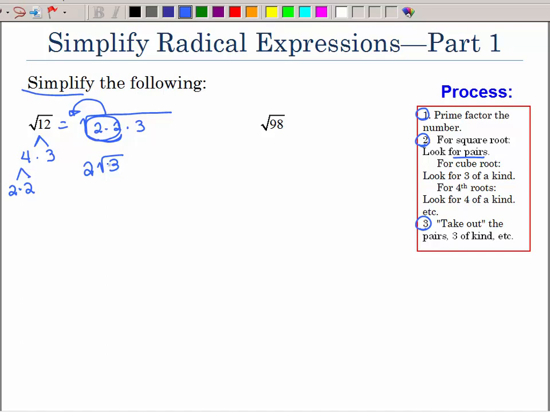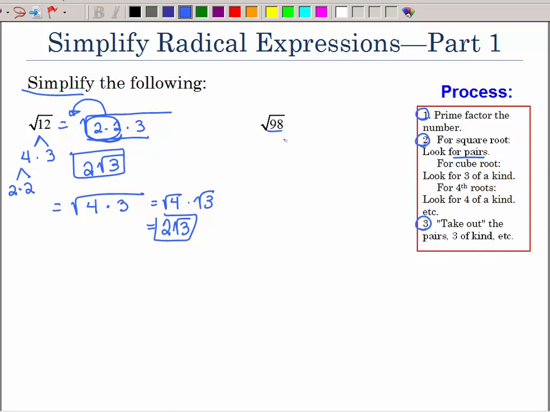Let me give you an alternative way to look at that. Some books do it this way. And so they might look at it as the square root of 4 times the square root of 3. And you could look at it separating those two radicals, and then of course the square root of 4 is 2. So either way, we still end up with the answer of 2 times the square root of 3. I prefer the prime factoring method because as the numbers get bigger and we have cube roots and fourth roots, I find it easier.